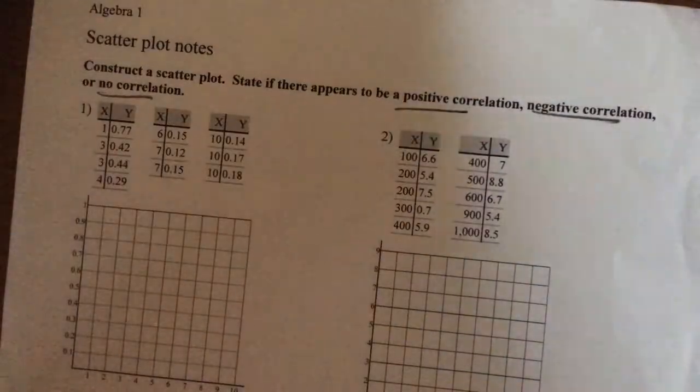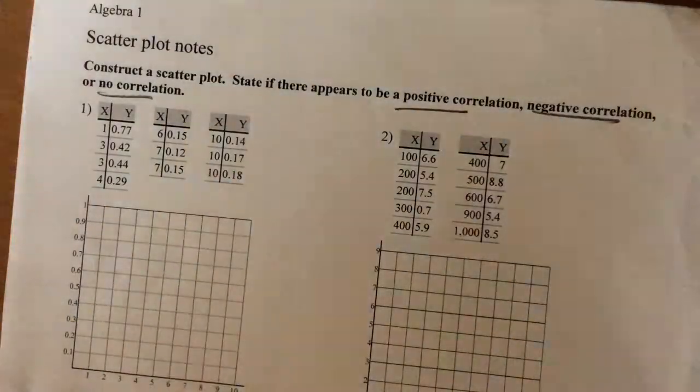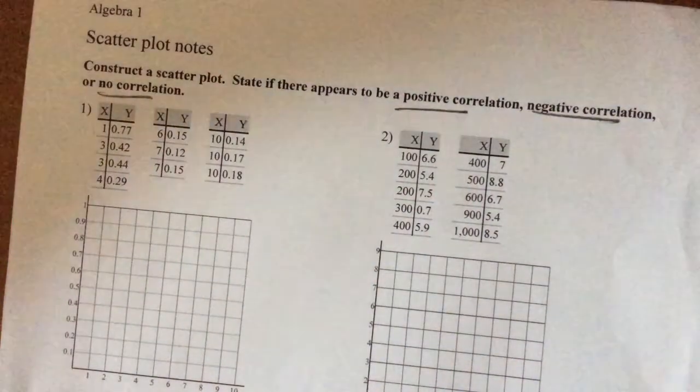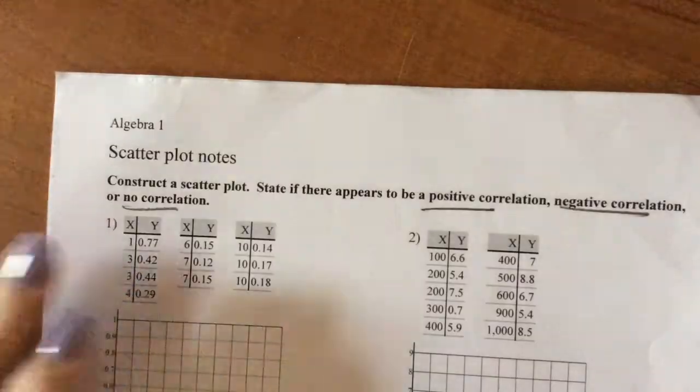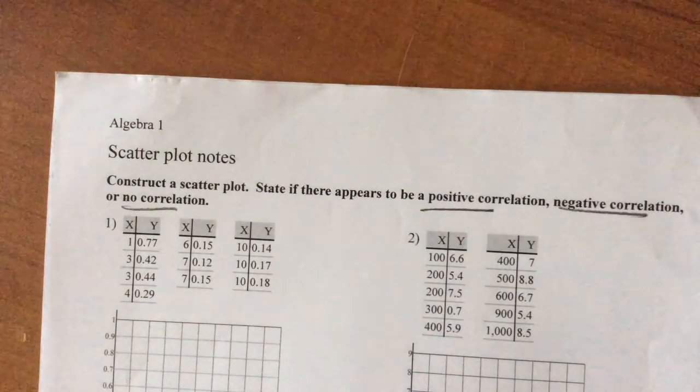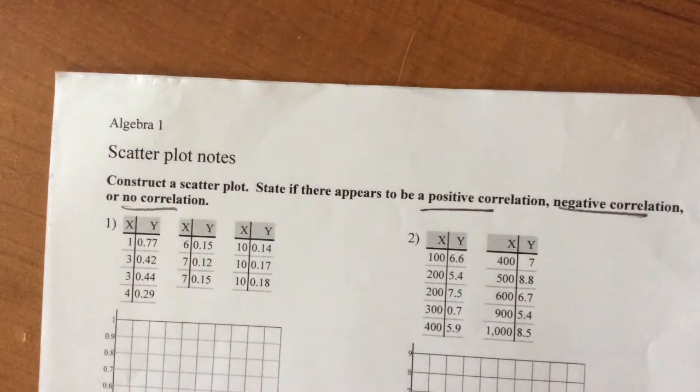Okay, so here's the last thing we're going to learn for the school year. And this really isn't too bad. It's everything you guys know how to do. You do know how to graph, so that's not the hard part. These are what's called scatter plots. We're not going to be connecting them, so don't draw any lines.